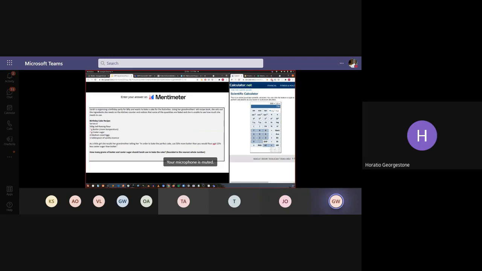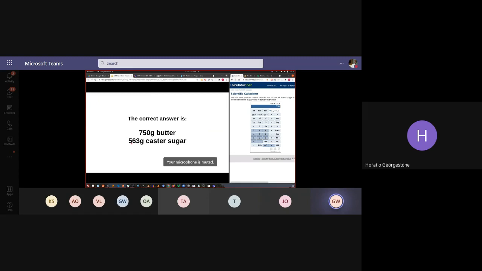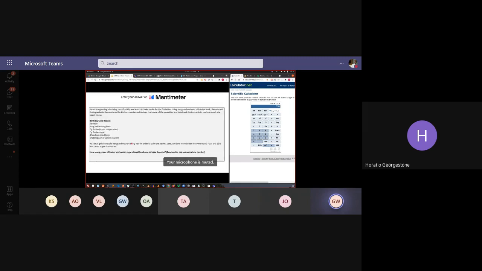And then 25% less caster sugar than butter. Yeah, so the butter, wait, hold on. I think my answer is wrong as well. I'm just rereading this now, but this is also EY's answer.